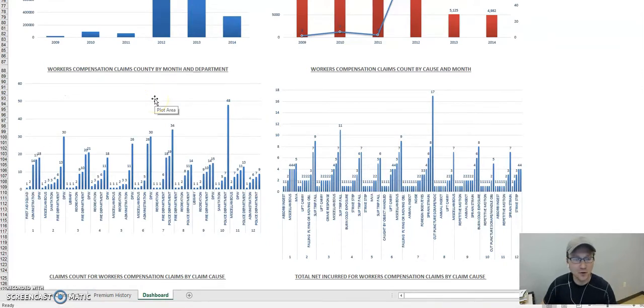So we're looking at each one of these numbers down below, 1 to 12, which correspond with the month during the year.